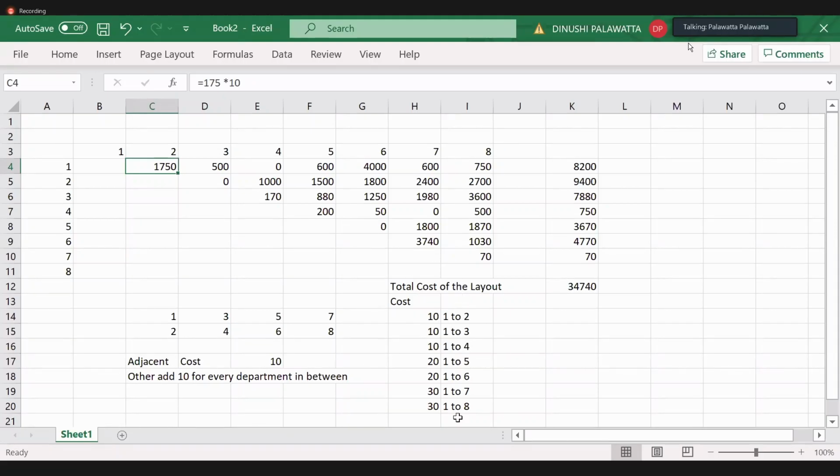So this is how we calculate the cost of the layout, okay? Total cost. Here we took the number of loads to be transported between the departments, and the cost of moving one load from one department to another department. So these were the two things: number of loads multiplied by the cost of moving a load. So we get the total cost of the layout.